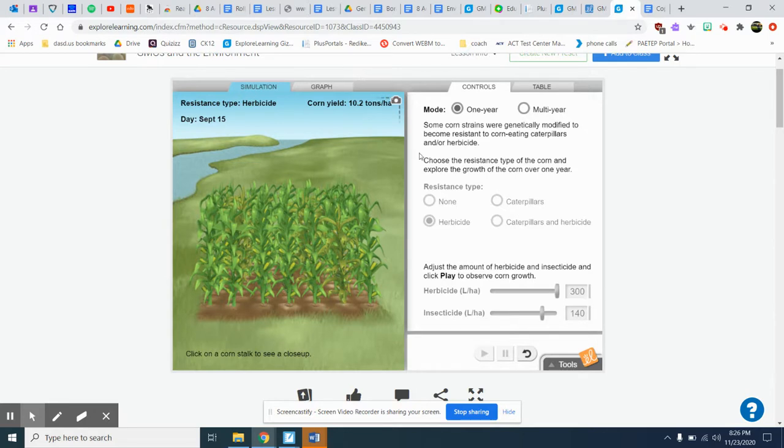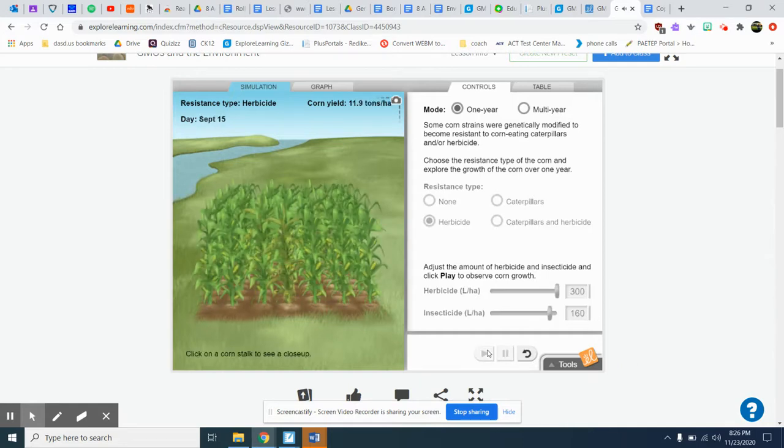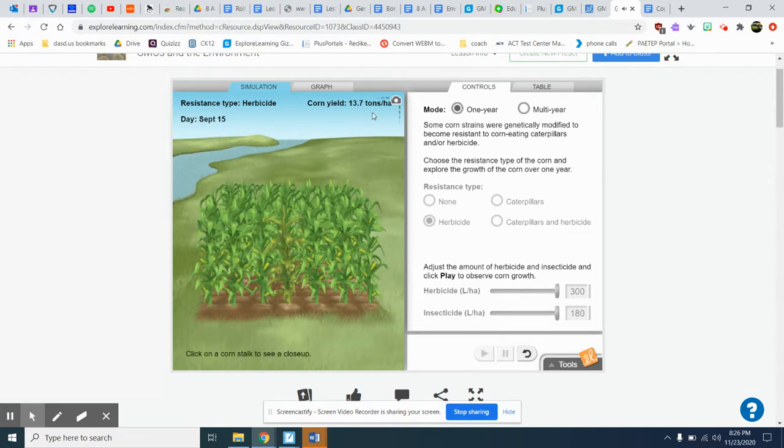Nothing noticeable. Probably if we had more time, we would just run this a bunch of times. Oh, wow, look, it went up to 10.2. Wow, now it's up to 11.9. Big change all of a sudden. So you got to run the simulation all the way through just to see what's happening. 13.7 tons per hectare.